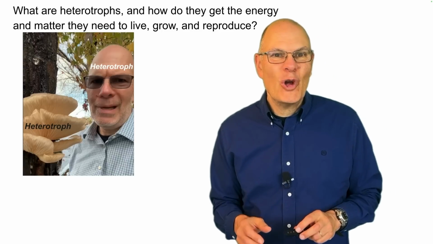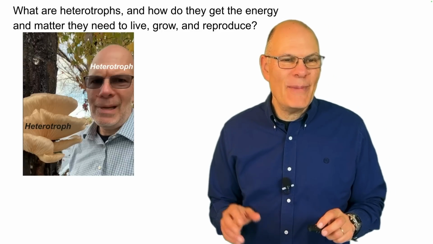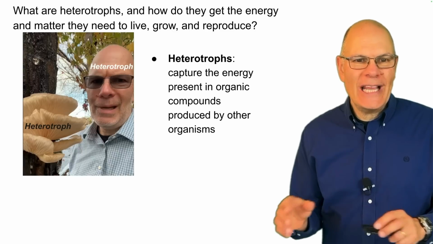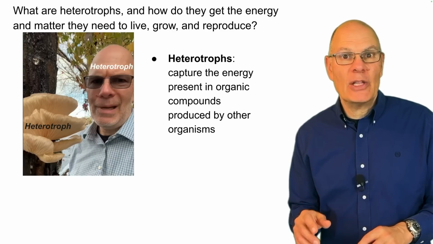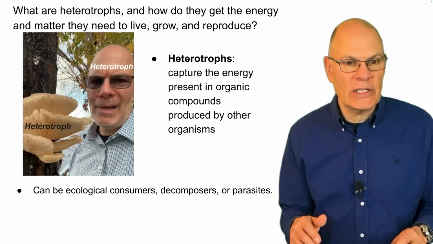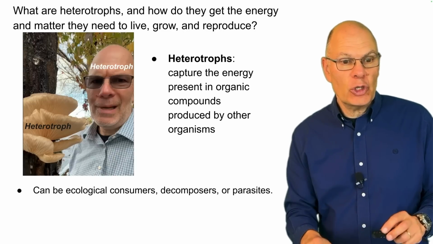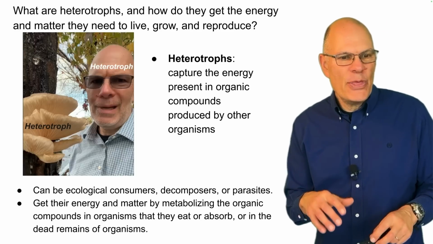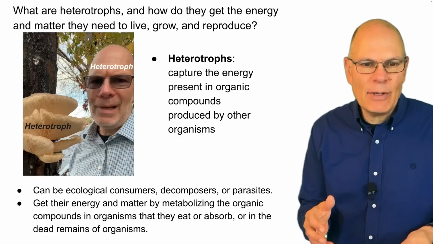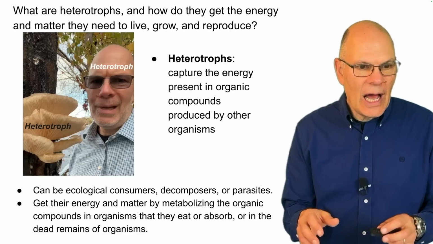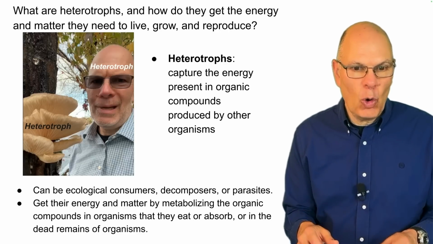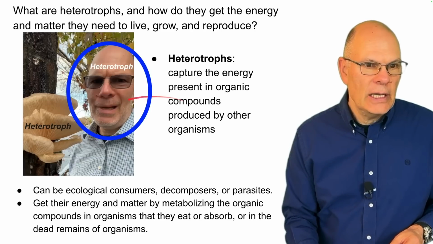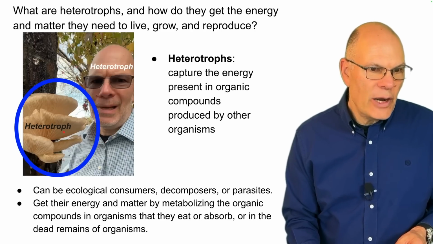What are heterotrophs and how do they get the energy and matter they need to live, grow, and reproduce? Heterotrophs capture the energy present in organic compounds produced by other organisms. They can be ecological consumers, decomposers, or parasites, and they get their energy and matter by metabolizing the organic compounds in organisms that they eat or absorb, or in the dead remains of other organisms. Here's a heterotroph, and here's another heterotroph.